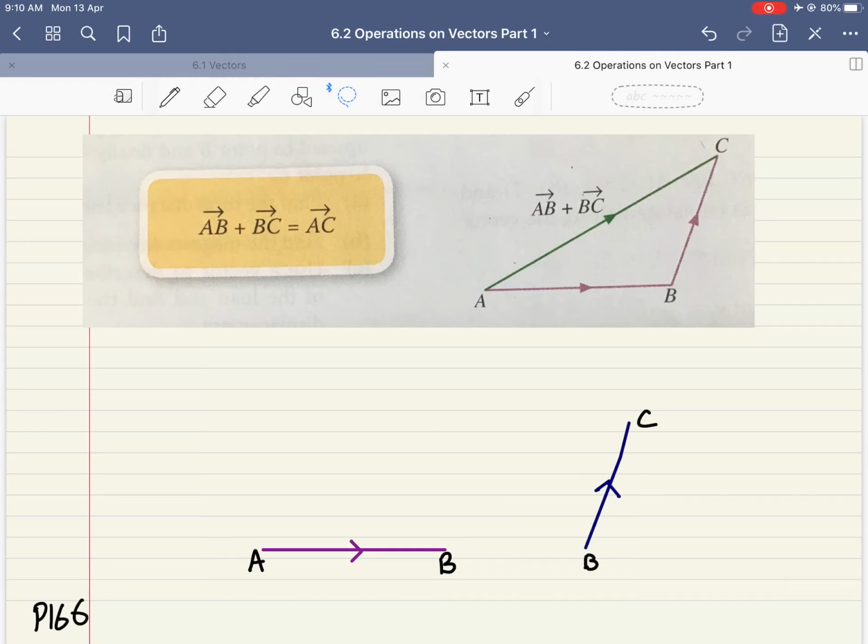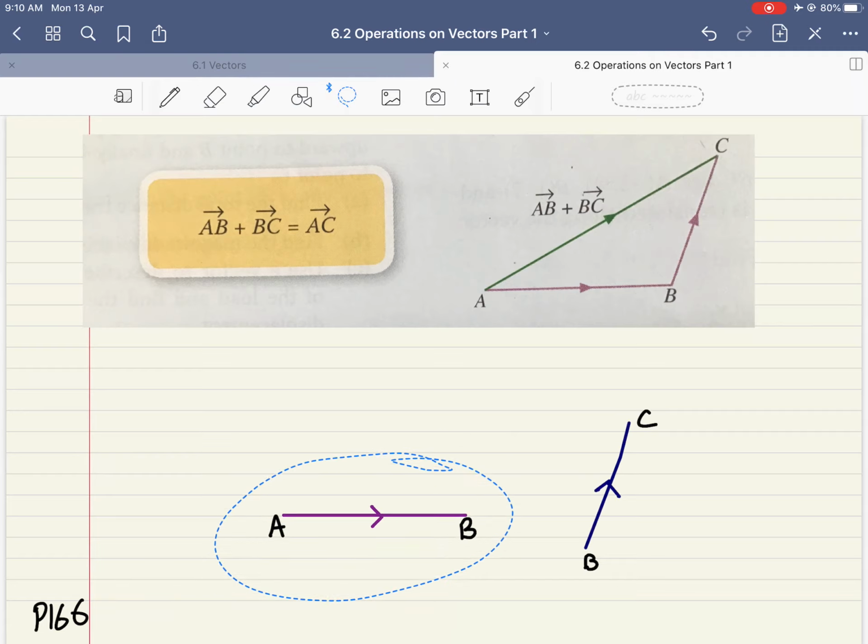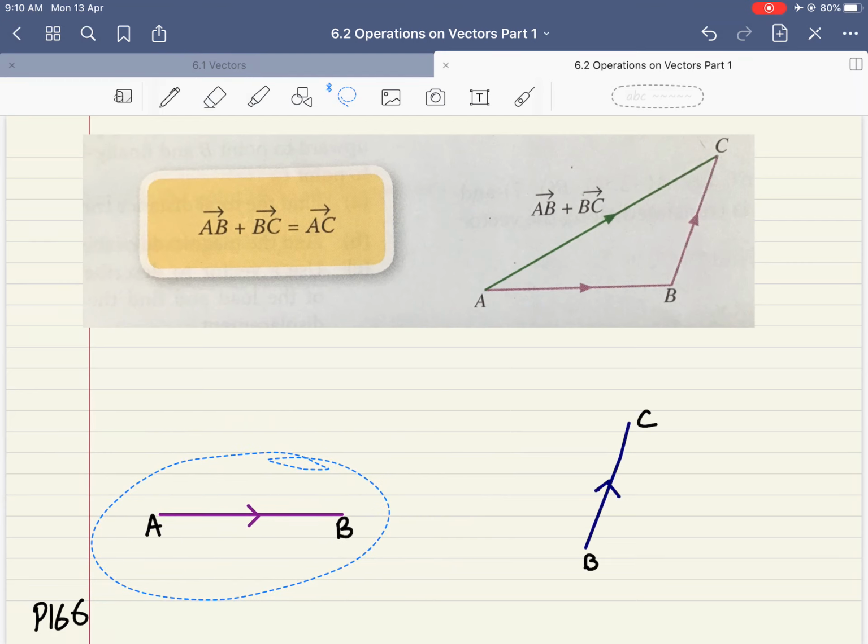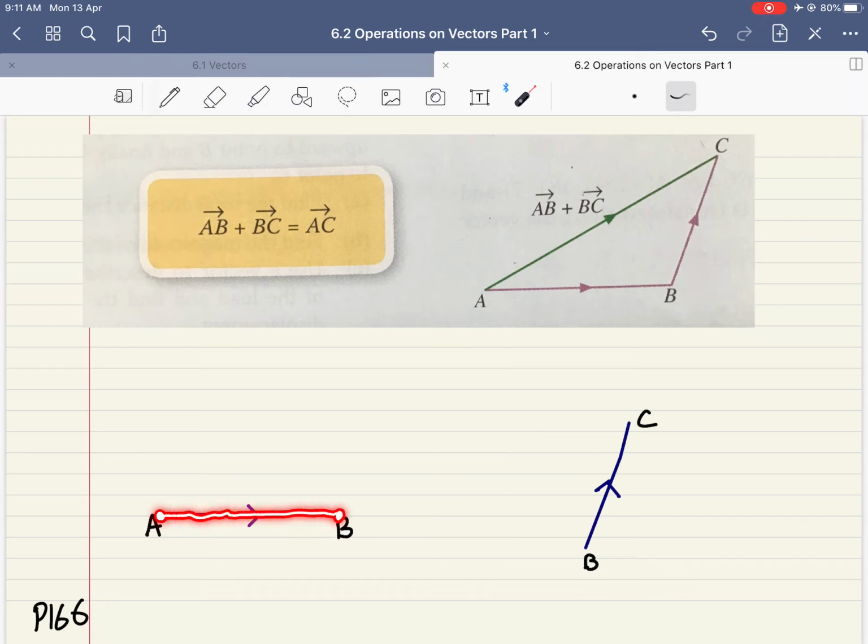I like to think of it as walking a road. So for example, on page 166 of your textbook, they actually talk about the addition of vector AB and the vector BC. Okay, so how does it work? I have taken the liberty to draw the vectors AB and BC.